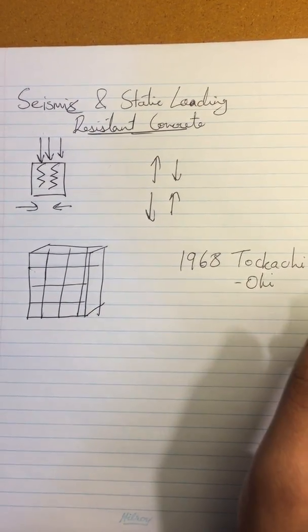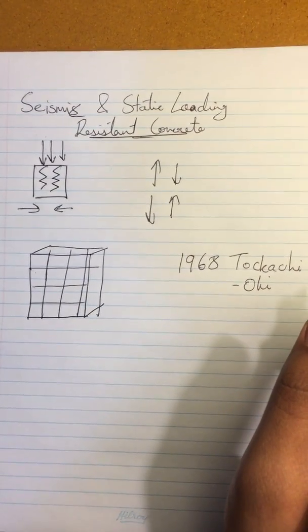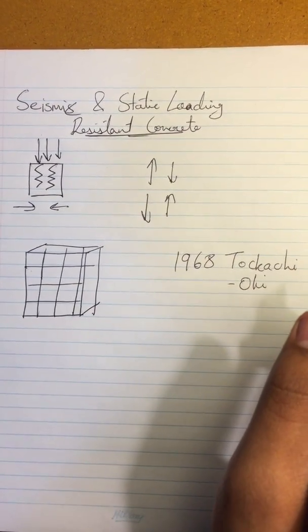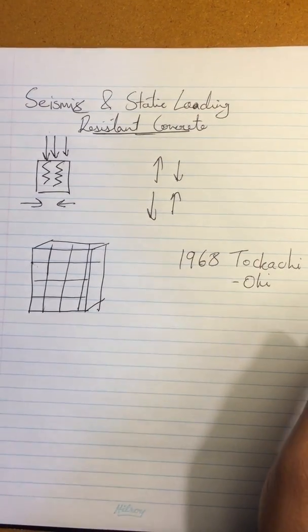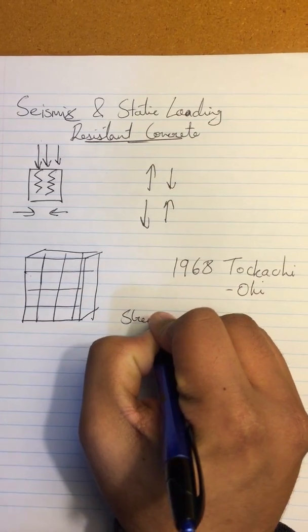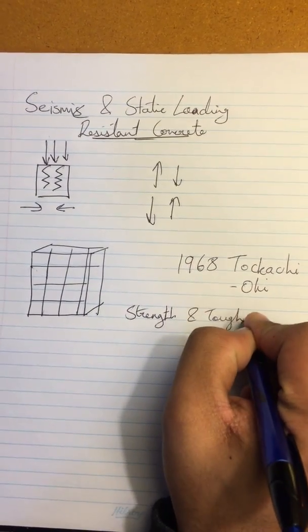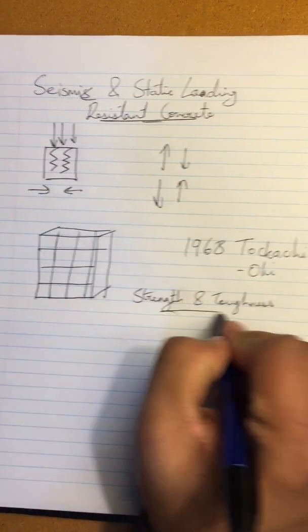The purpose of seismic resistant and static cyclic flexural loading resistant concrete is to evaluate the earthquake response no matter what kind and to resist suitable seismic load factors to prevent structural collapse under earthquakes. Seismic resistant concrete focuses on the strength and the toughness of the concrete.